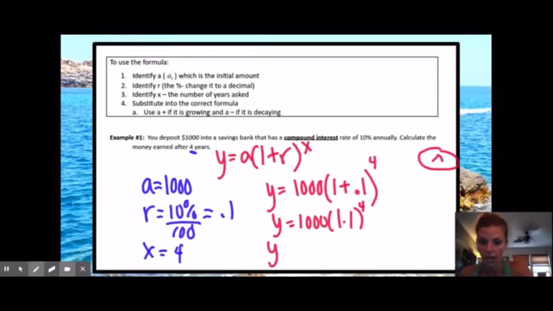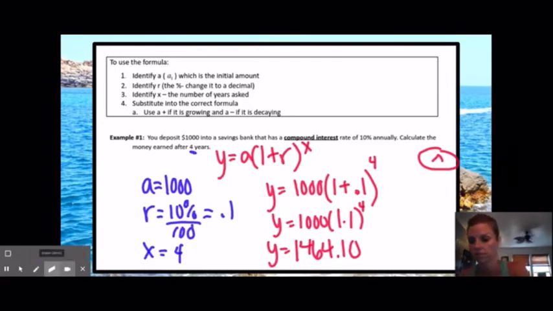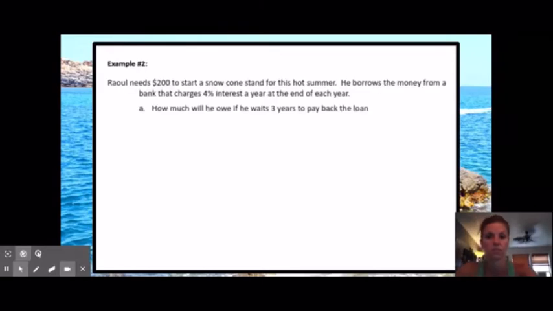And I get y equals 1,464.1 or 0.10 because we're talking about money. So in other words, in this bank, you deposited $1,000. You didn't put any more money in, okay? But because they give you 10% annually, after 4 years, you now have $1,464.10. So for doing absolutely nothing besides putting your money in there, you've gained $464.10. Pretty good deal. Plus nice and easy for math.